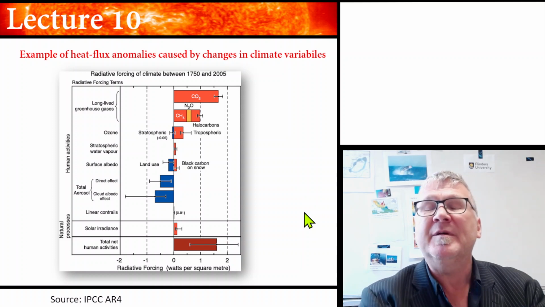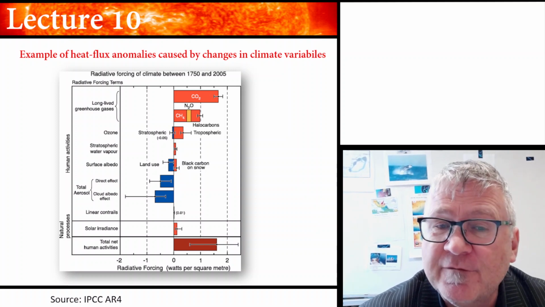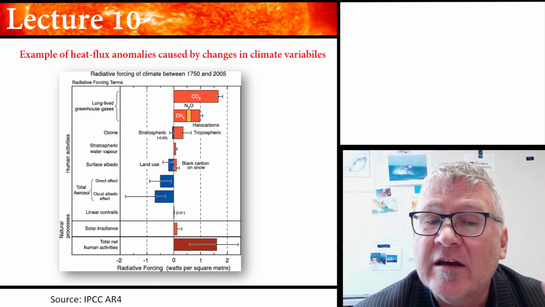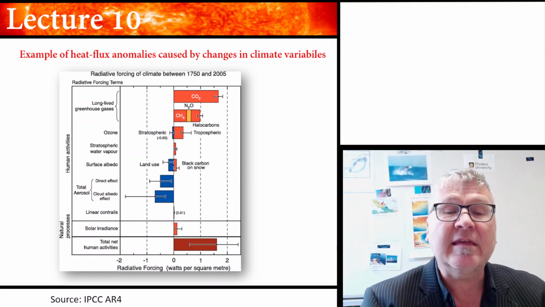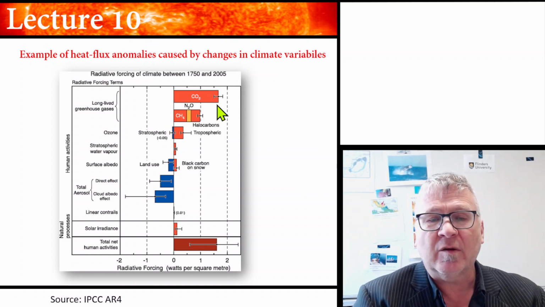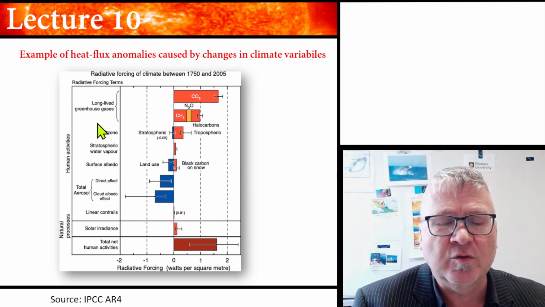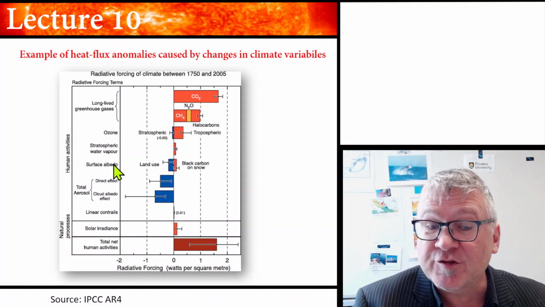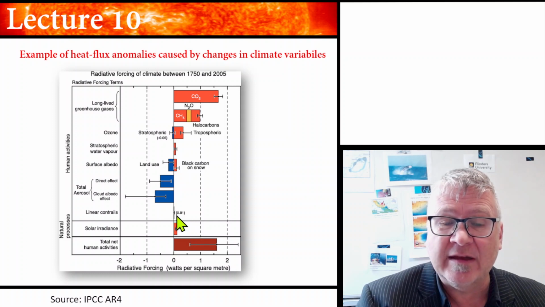which looks at climate changes between 1750 and 2005. And this is taken from an IPCC report of the Intergovernmental Panel on Climate Change. And you can see that there are different climate variables like CO2. Here's methane, nitrous oxide. You can see references to ozone, to water vapor, to albedo, to aerosol, to solar irradiance. This is the solar radiation.